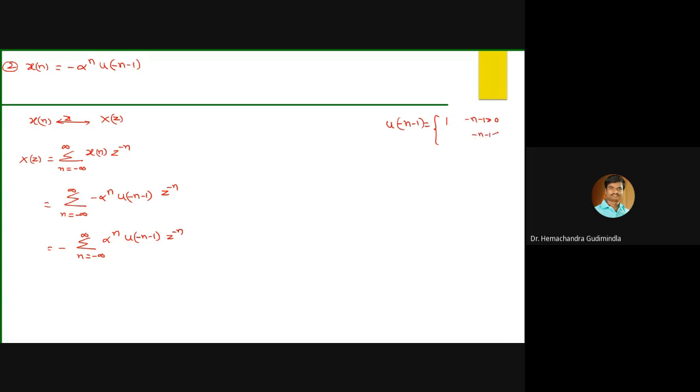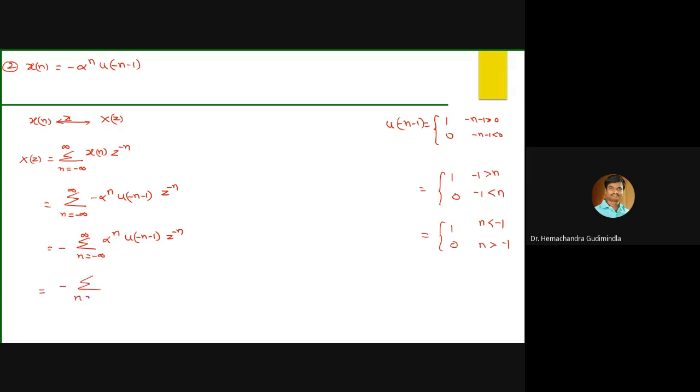Minus n minus 1 less than 0, it is 0. Now minus n, you send that side, it will become minus 1 greater than, minus n you send that side, this will become plus n. So 0 minus 1 greater than n. Now, if you rewrite this in a correct way, n is less than minus 1, n is greater than minus 1. So, what is n less than minus 1?